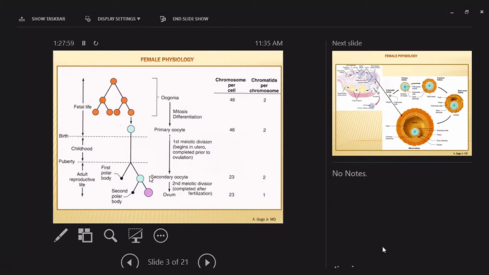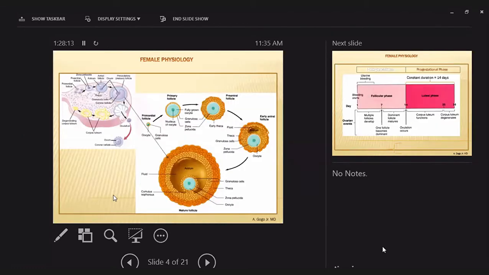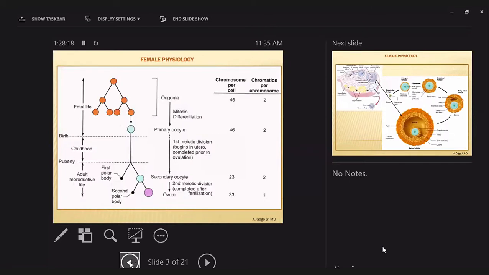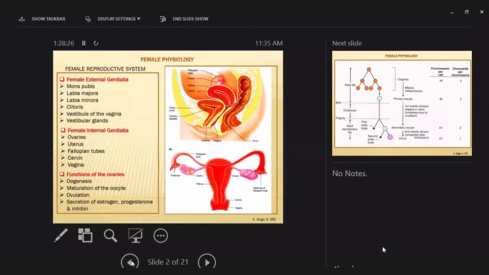your first polar body is produced. Unlike the male, the female develops only one oocyte, and the other one is a polar body. So lugi na tayo dyan.